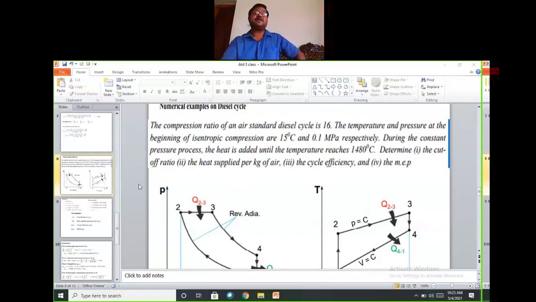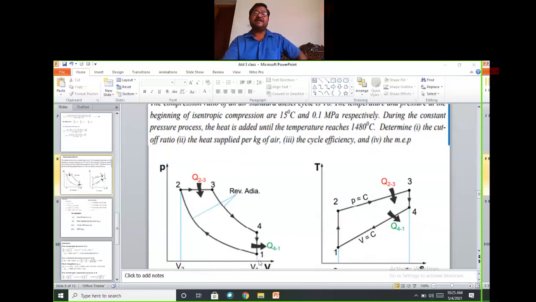The temperature and pressure at the beginning of the isentropic compression process. Here the temperature is 15 degrees Celsius, and pressure is given as 0.1 MPa. How to convert this megapascal? Mega means 10 to the power of 6. If you want to convert this into kilopascal, you divide by 10 to the power of 3.